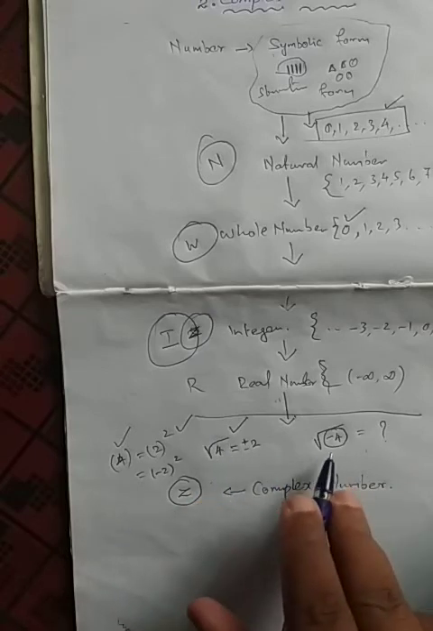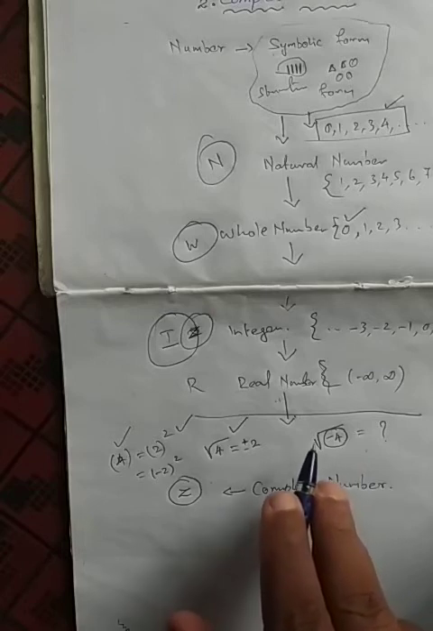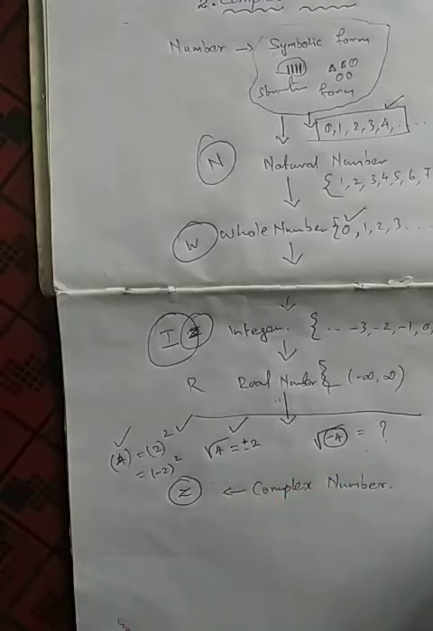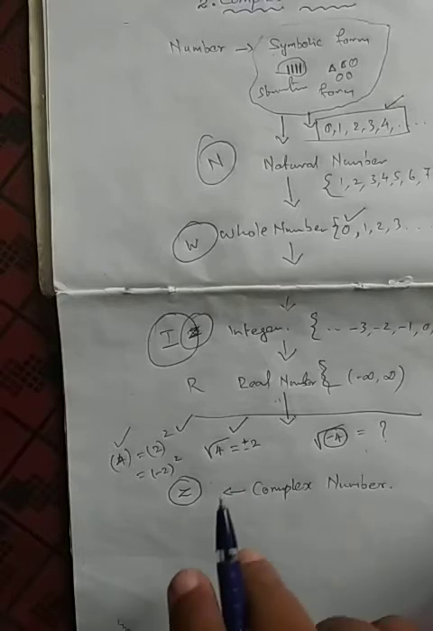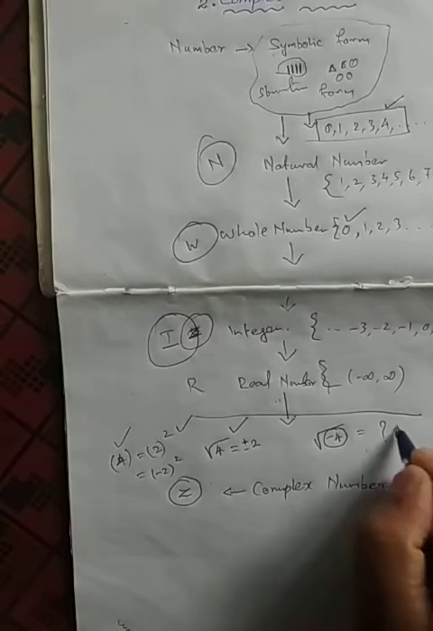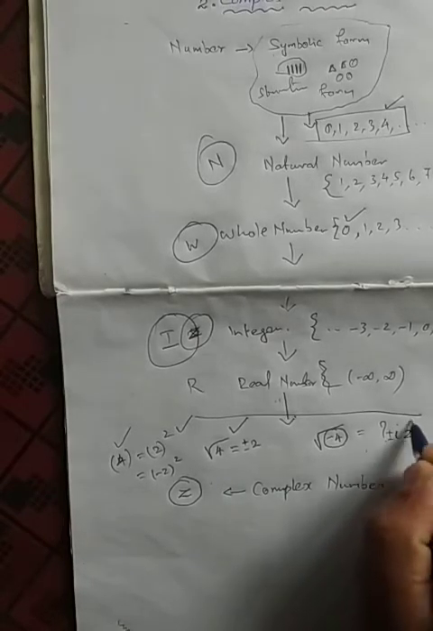So the value we have to write here is the square root of minus 4, but it's not in the real number system. So that's why we need a new system. That new system we call a complex number. You might have learned that this value is plus or minus 2i, right?